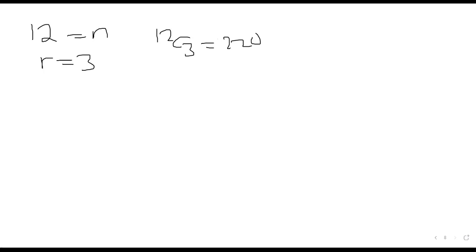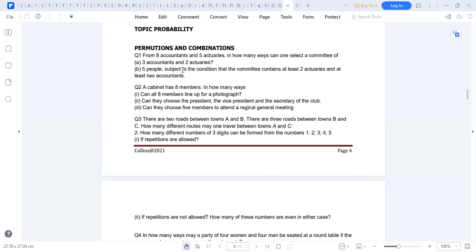Now, let me take you to the revision kit I shared with you. This pamphlet, we're going to look at question number 1 under permutations and combinations. So let's apply everything that we've just discussed now.